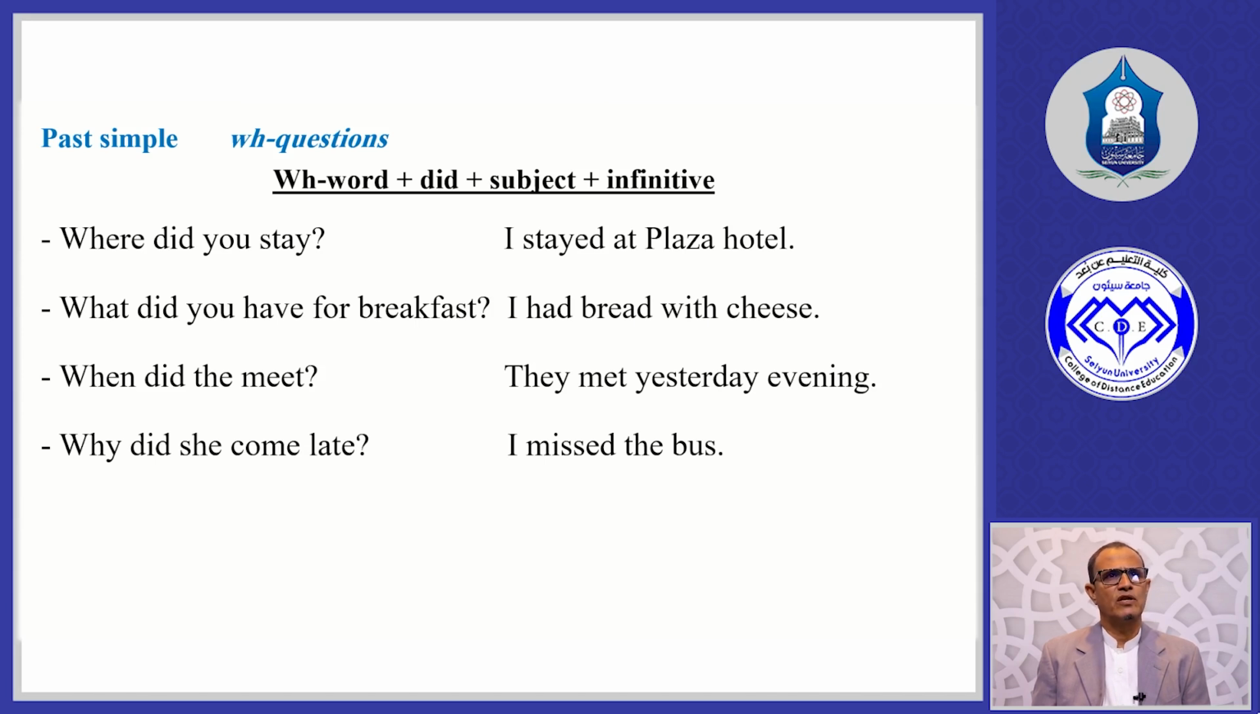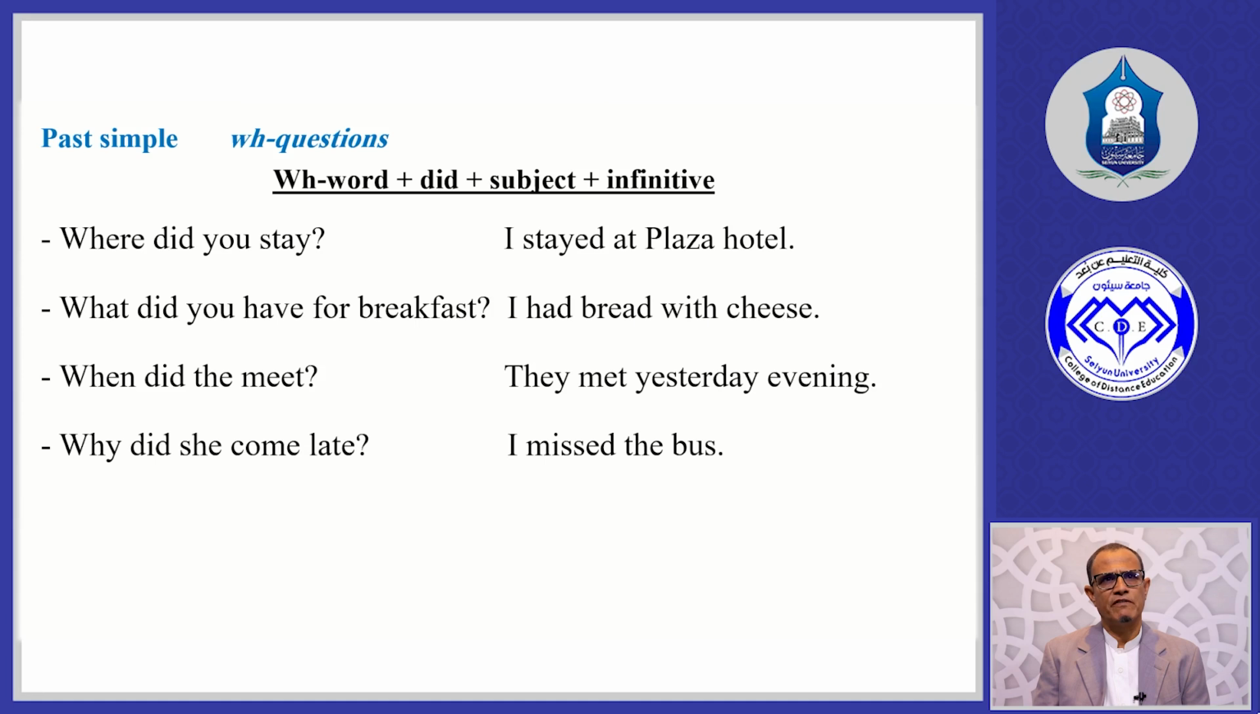Now look, we have some examples of these questions. For example, where did you stay? For example, when you go to London, where did you go? Where did you stay? I stayed at Plaza Hotel. So now I stayed here. We use the past simple tense, the past form, stayed, in the answer. I stayed, because the question is in the past form. So if the question is in the past, the answer will also be in the past.